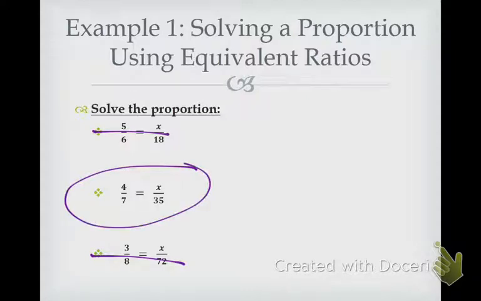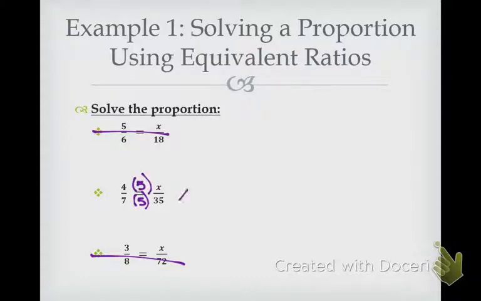4 over 7 equals x over 35. I want you to try to find the missing link and then solve for x. All right, so what's my missing link? 5. So make sure you show that work. X equals 20. You have 2 of those on your homework. Everybody good? Who got it right? X equals 20. Okay, very good.